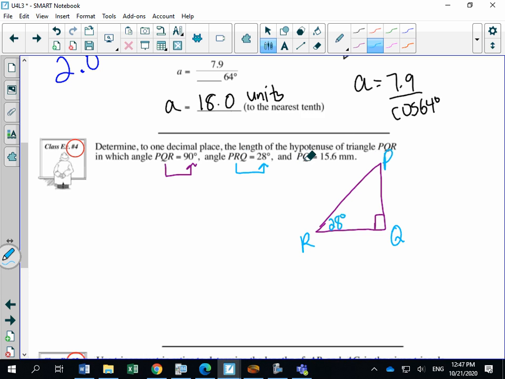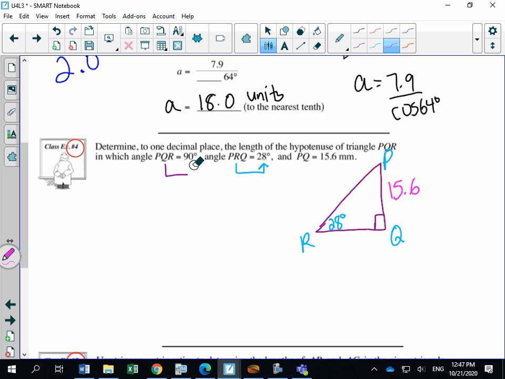And PQ is 15.6. I have to put that in correctly, right? So P is here, Q is here. They want this to be 15.6. Okay, so that's how you do this. If they give you three letters equal to an angle, the middle letter is the angle that they want.